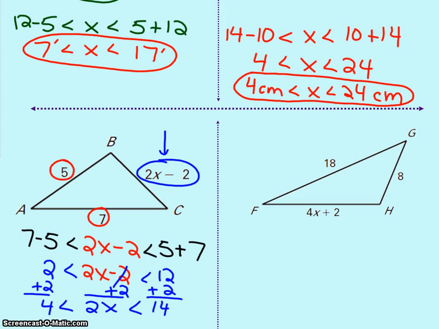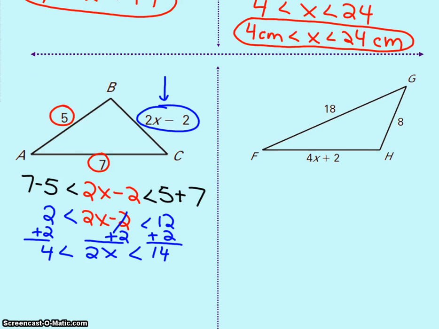And finally, you're going to divide everything by 2 because you're trying to get rid of that 2 in front of the x. So 4 divided by 2 is 2. 2x over 2, that just crosses off. And 14 divided by 2 is 7. So your x has to be between 2 and 7.